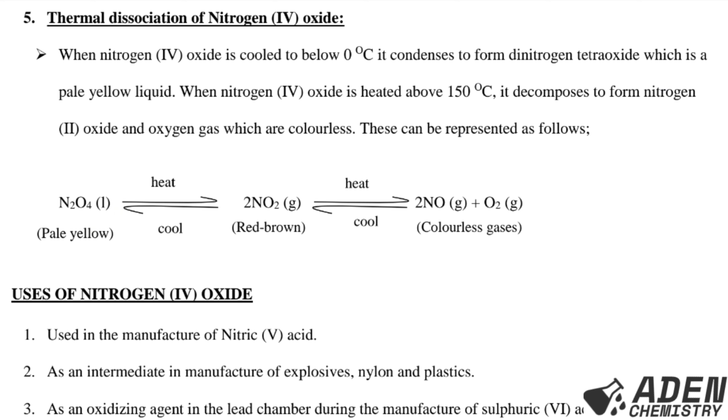So if we take this nitrogen peroxide and we heat it, what we are going to get is nitrogen 2 oxide and also oxygen gas, which are both colorless. That's why we are saying when nitrogen peroxide is heated above 150 degrees Celsius, it decomposes to form nitrogen 2 oxide and also oxygen gas, which are colorless.